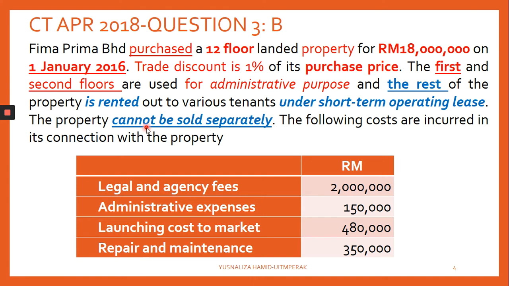However, this is an important statement: the property cannot be sold off separately. Under MFRS 140, if the property cannot be sold off separately, you need to look at which portion is more significant. Is the portion held for rental to third parties more significant? Here it is 10 out of 12 floors. Or is the portion held for admin use more significant? Because this is property with mixed use, or dual use, right? The portion held for admin purposes, which is likely to be a PPE, is just 2 floors out of the 12. So that is not significant, right?